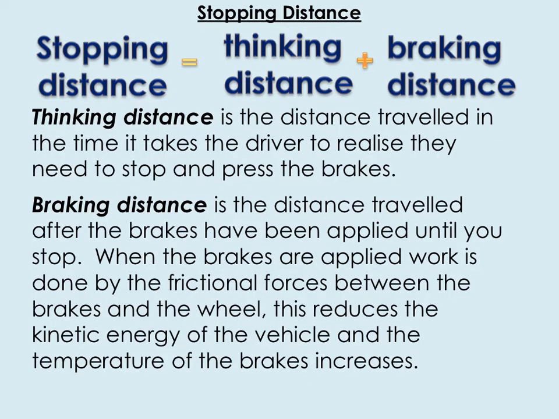So now I'm going to look at stopping distance. Remember that stopping distance is the overall distance travelled when a car or vehicle is trying to stop, and that's broken down into 2 separate distances. The first of these is called the thinking distance. Remember that the thinking distance is the distance travelled in the time it takes a driver to realise they need to stop and press the brakes. So it's the distance they travel from seeing the initial hazard to eventually pressing the brakes. Obviously once the brakes are applied, we stop looking at thinking distance and move into braking distance. And braking distance is the distance travelled after the brakes have been applied until the vehicle stops.